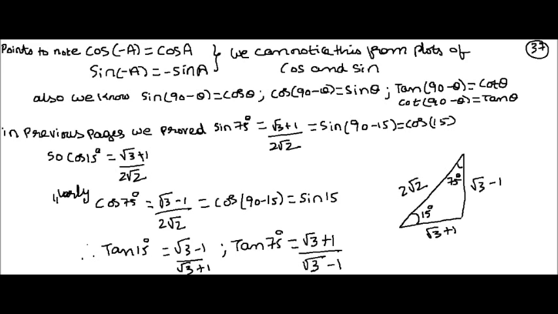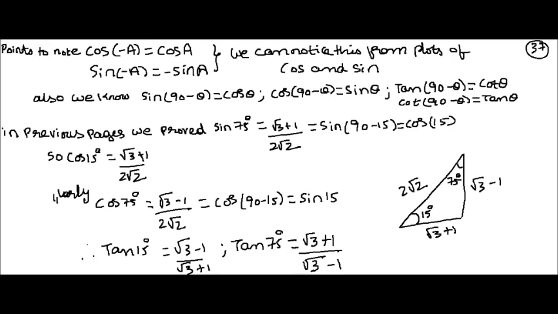Similarly, let's go and prove certain other equations. Cos of minus a is cos a, sin of minus a is minus sin a, which we can figure out from the plots. Sin of 90 minus theta is cos theta, cos of 90 minus theta is sin theta, tan of 90 minus theta is cot theta. So those are the other equations.